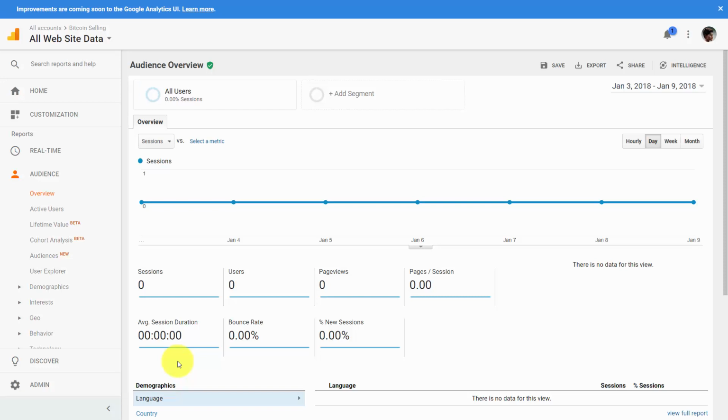But we basically have a measure for us to look at to tell, are people staying around our site? Are they looking at other pages? And how much time do they spend on average?